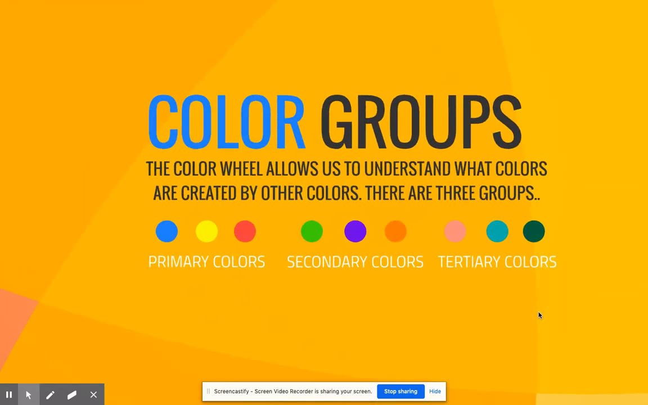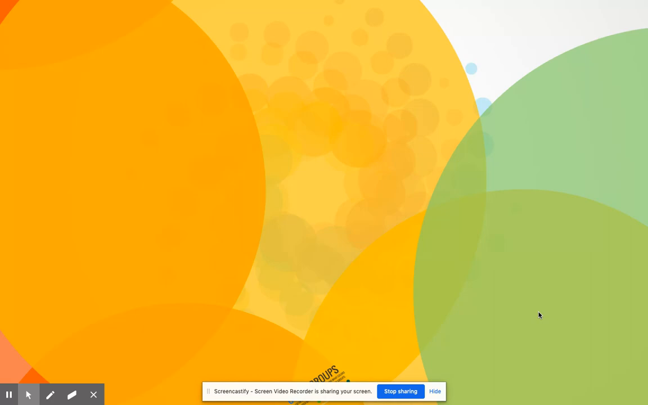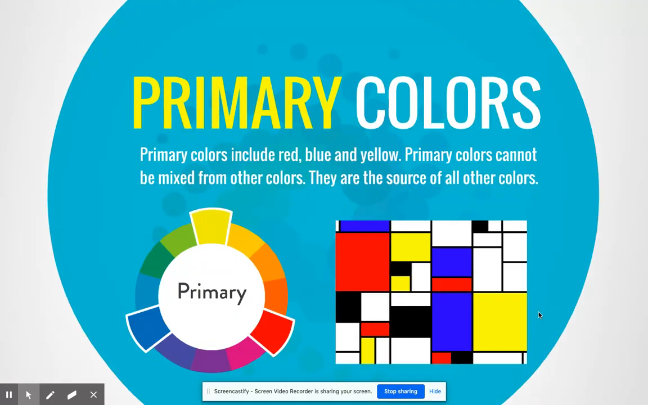So there are three color groups: the primary colors, secondary colors, and tertiary colors. And we're going to go over all of those. All right, so primary colors include red, blue, and yellow. Primary colors cannot be mixed from other colors, and they are the source of all other colors. So all the colors on the color wheel can be traced back to red, blue, and yellow.